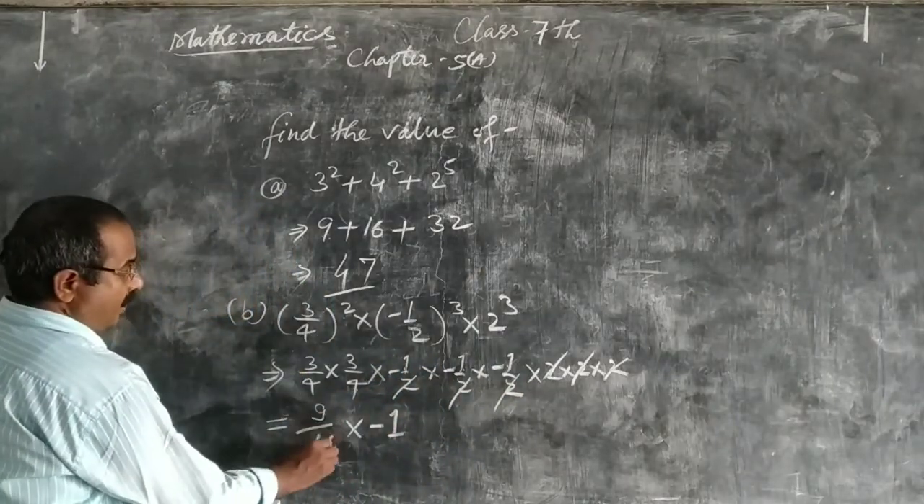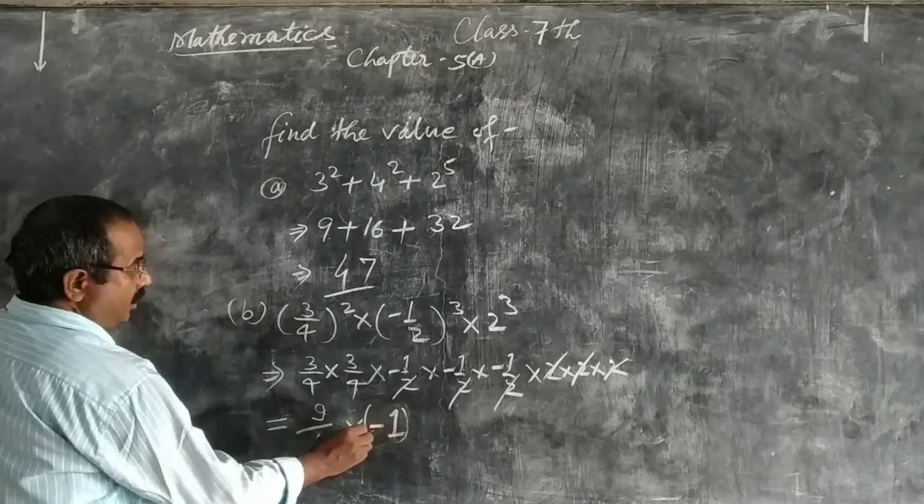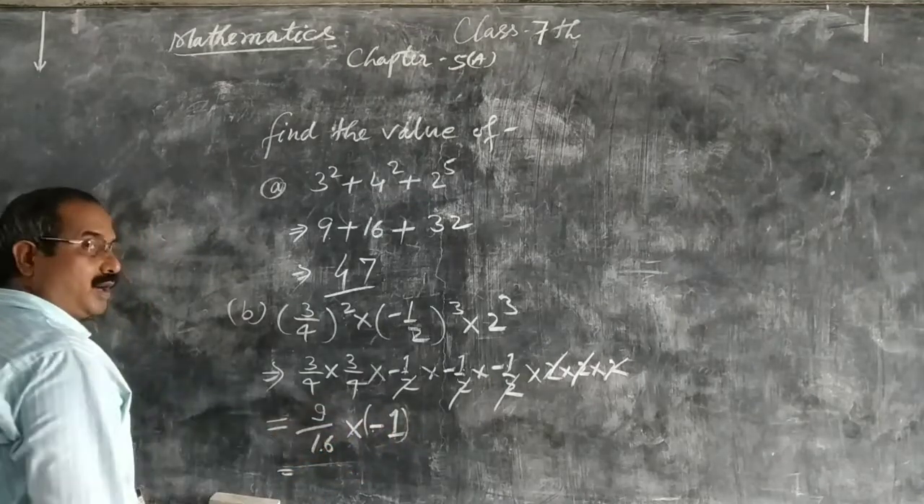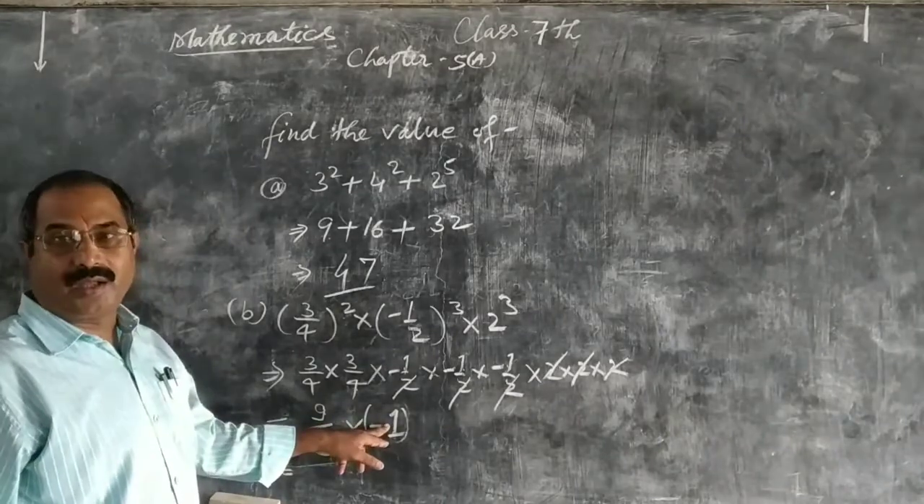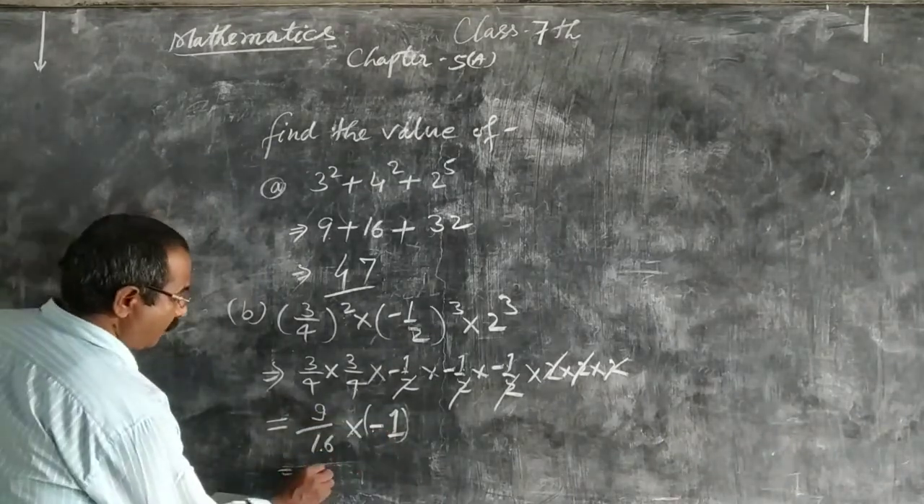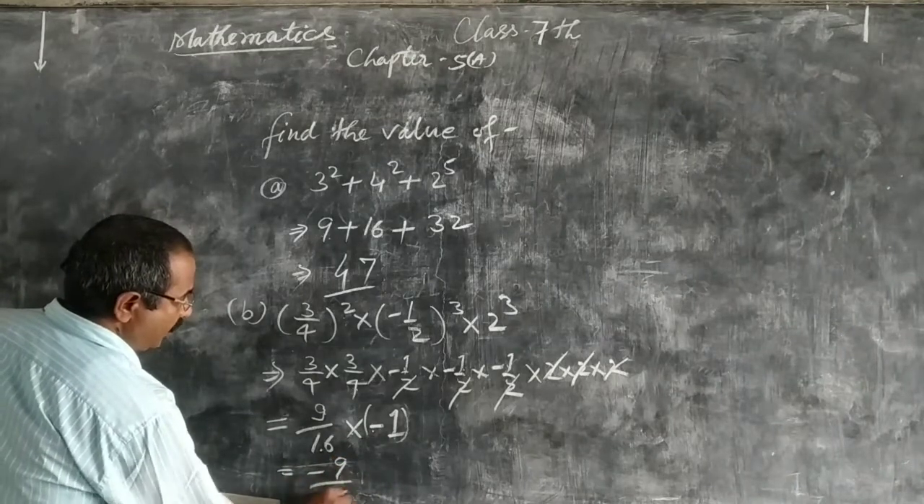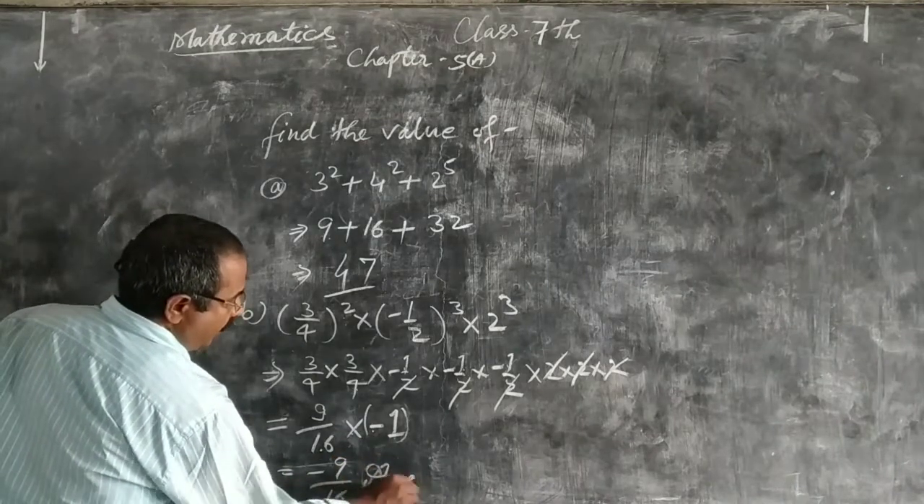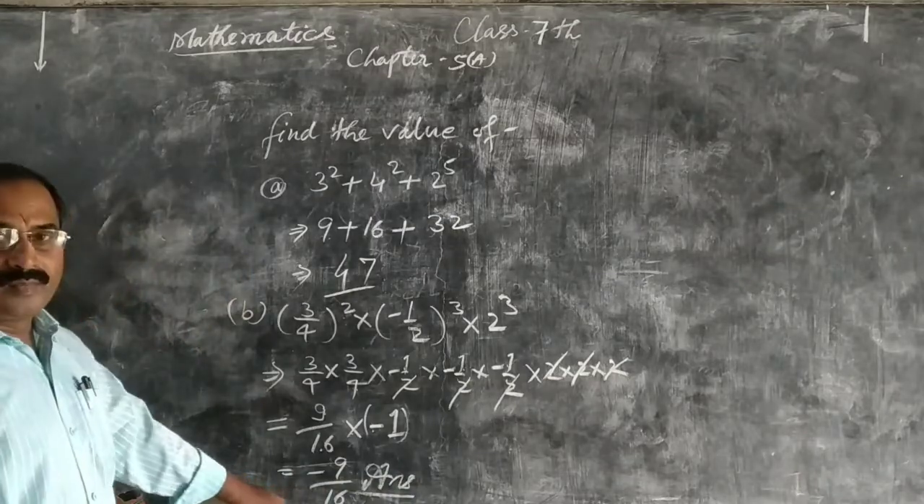In this way 9/16 into -1. जब किसी भी पॉजिटिव नंबर का मल्टीप्लीकेशन निगेटिव नंबर में करते हैं तो उसका रिजल्ट निगेटिव होता है. In this way you can write -9/16 and that will be your answer.